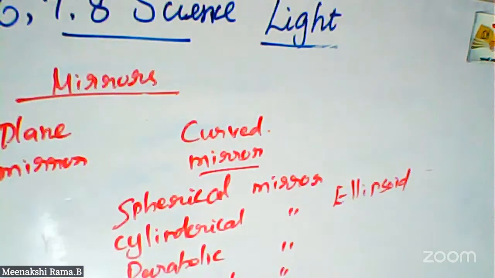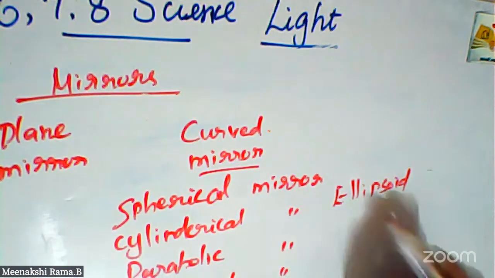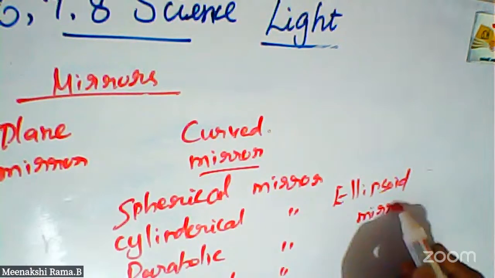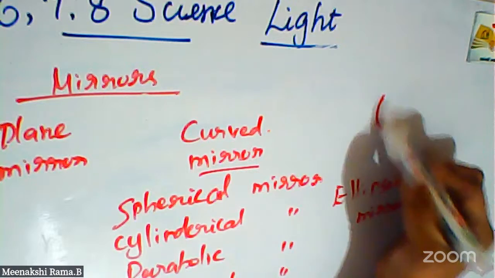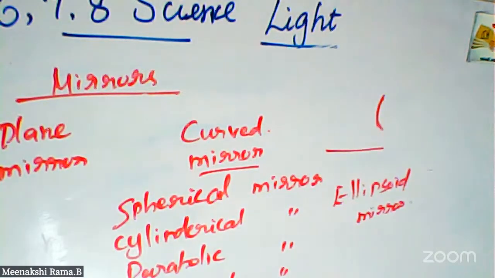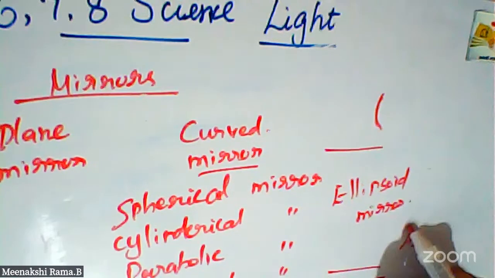The types of curved mirrors are spherical, cylindrical, parabolic, and ellipsoid mirrors. Next, the spherical mirrors are a form of the curved mirror only. Generally, a mirror means one side is polished. It is polished with the help of a silver or aluminum coating.